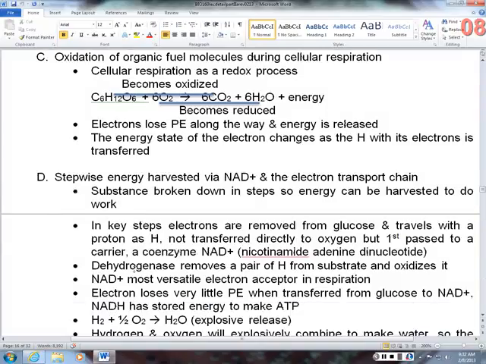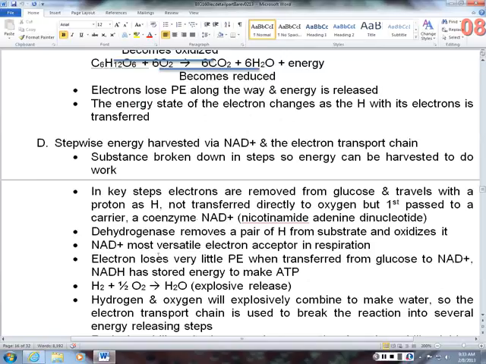And so in the key steps, the electrons are removed from the glucose, and it travels with a proton as hydrogen rather than being transferred directly to oxygen. So it's first going to get passed to this carrier, NAD+. So that's where you'll see the NAD+ and NADH in moving electrons in a hydrogen. When it gets there, you have a dehydrogenase enzyme that's going to remove a pair of hydrogens from the substrate and oxidize it.